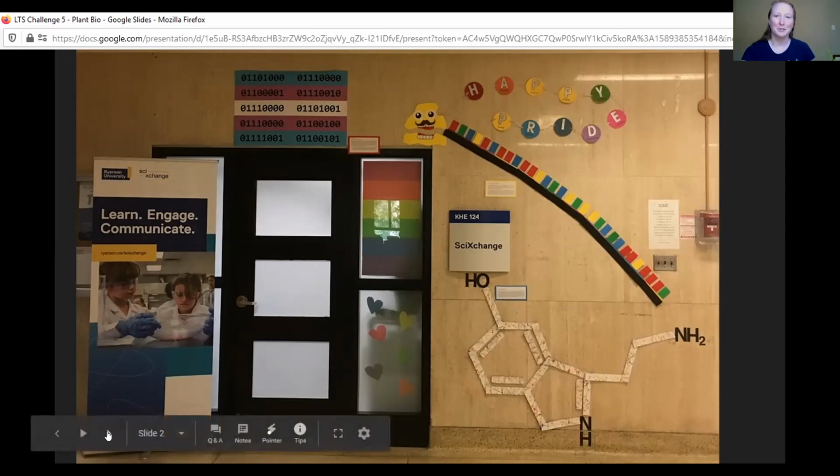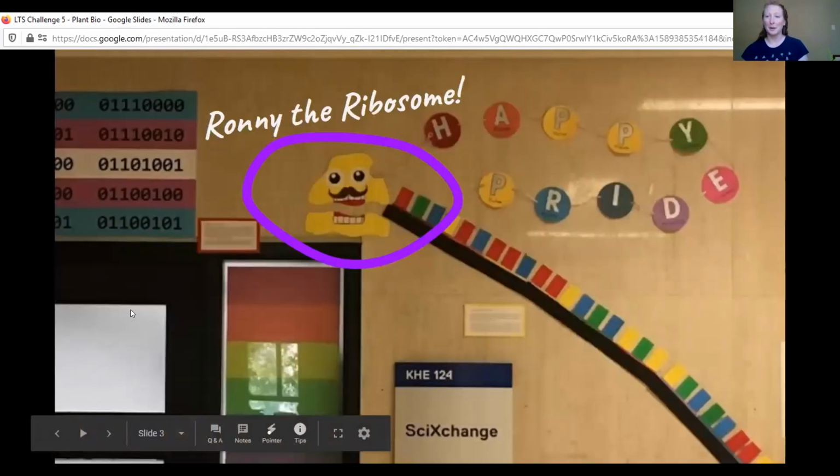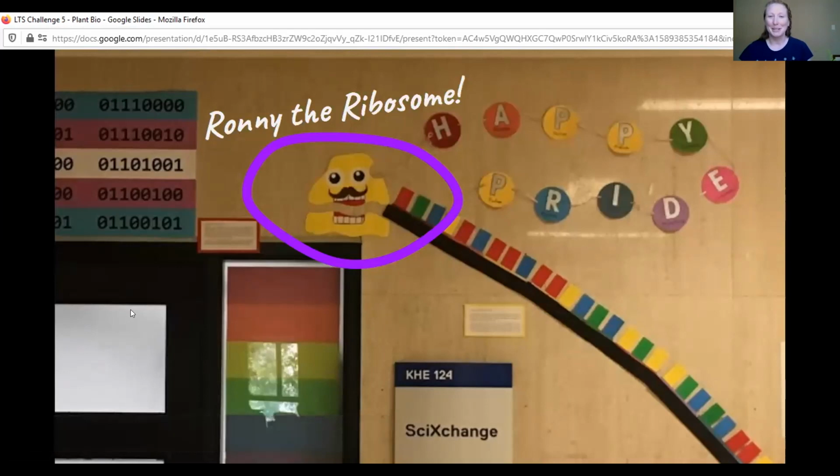And I want to introduce you to Ronnie the ribosome. So Ronnie is a ribosome, which is a type of organelle in our cell. And ribosomes are the ones that actually translate our DNA into something useful. So DNA holds all of the information that our cell needs to function.